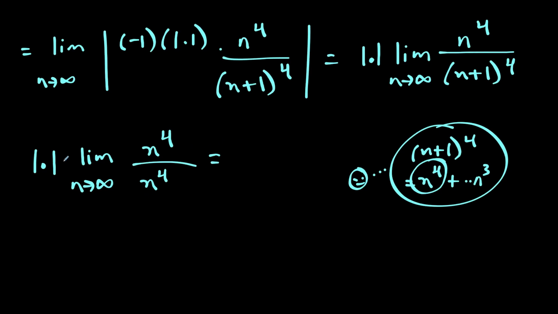And this is just going to work out to 1.1 times 1. So this is going to be 1.1, which is greater than 1. So in this case, this is the second case of the ratio test. This would tell us by the ratio test that our original series diverges.